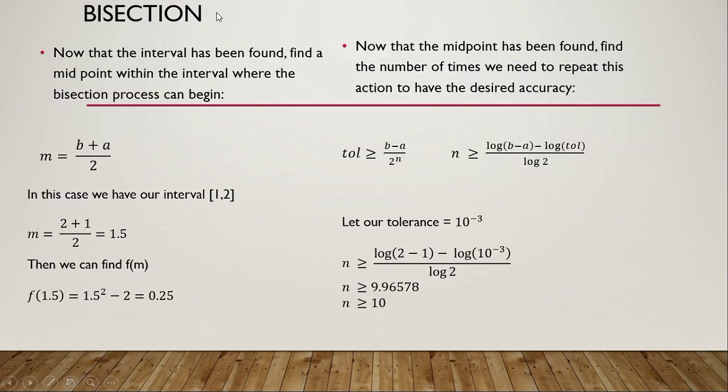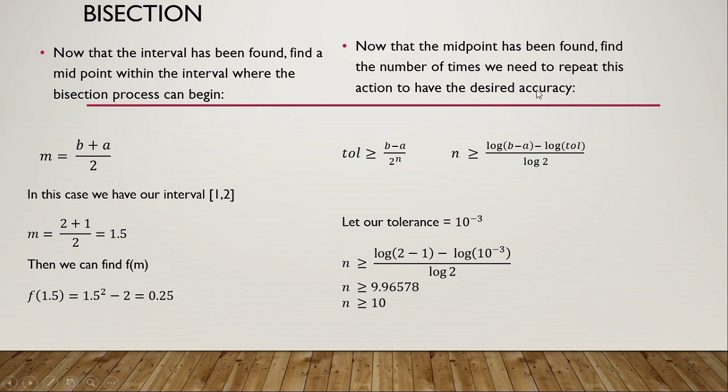Okay, so now that the interval has been found, let's find the midpoint within the interval where the bisection process can begin. How to find the midpoint of the interval? We're going to say m for midpoint is equal to b plus a divided by 2. This is your formula to use to find the midpoint. In this case, we have our interval, which is 1, 2, and we plug in the values and we get 1.5. And if we have 1.5, then we can find f of m, so we plug it into our f of x, and we get our value of 0.25.